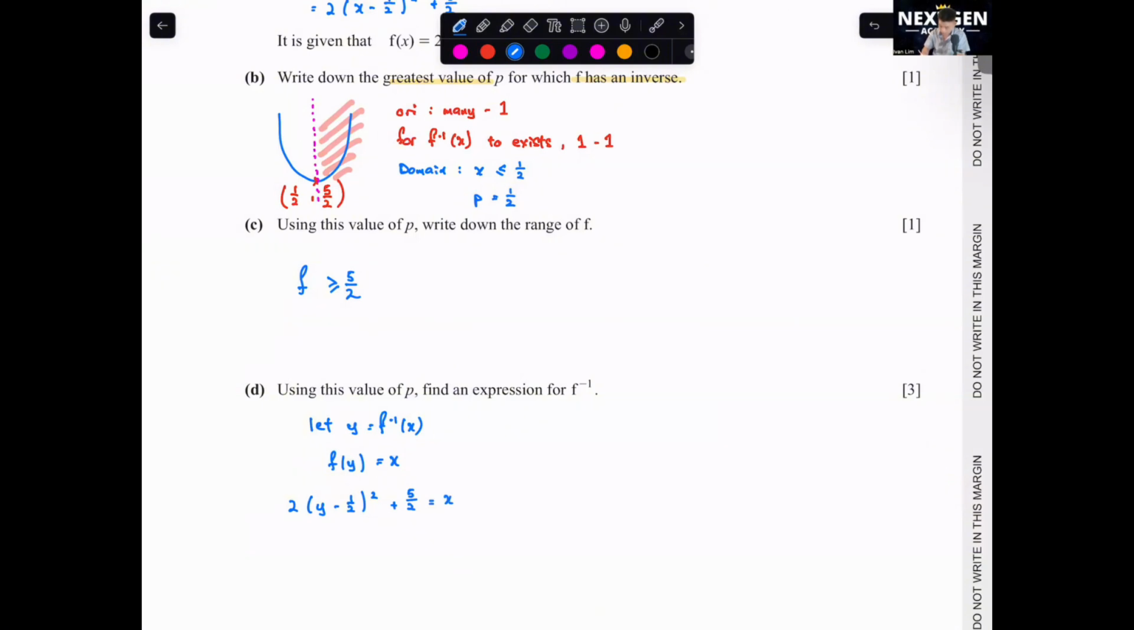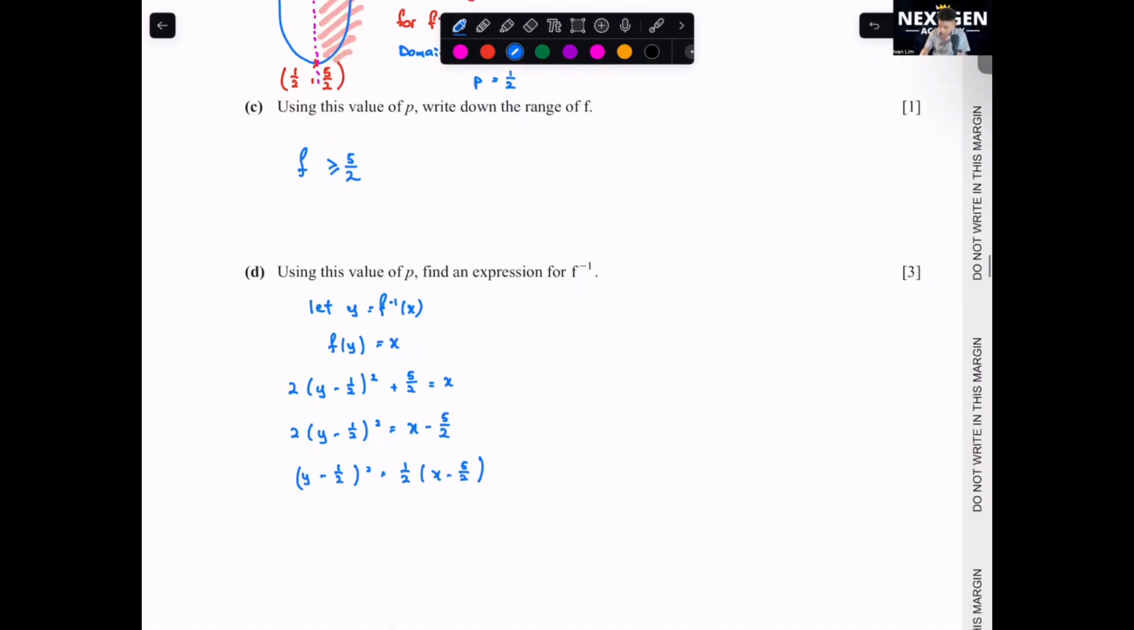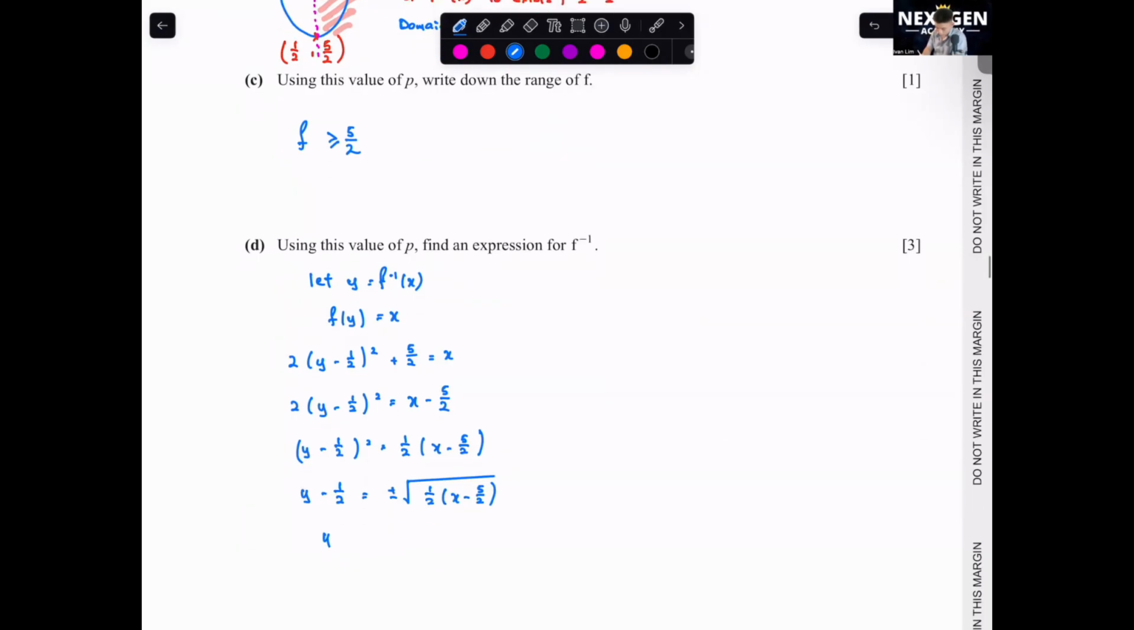Okay, we rearrange everything. 2 bracket y minus 1 over 2 squared equals x minus 5 over 2. So y minus 1 over 2 squared equals 1 over 2 of x minus 5 over 2. This will be y minus 1 over 2 equals plus minus square root of 1 over 2 of x minus 5 over 2. If you want to open out the bracket, also it's fine, but not necessary. Then y equals half plus minus square root of 1 over 2 of x minus 5 over 2.